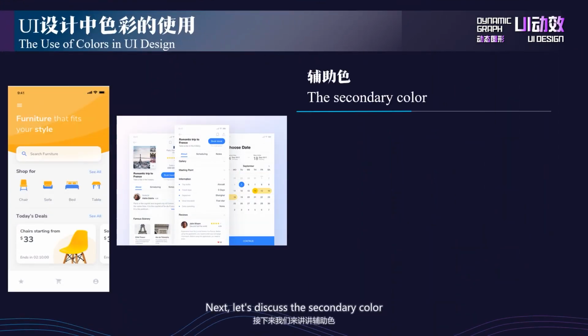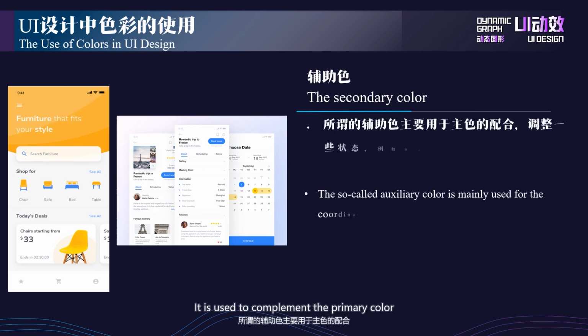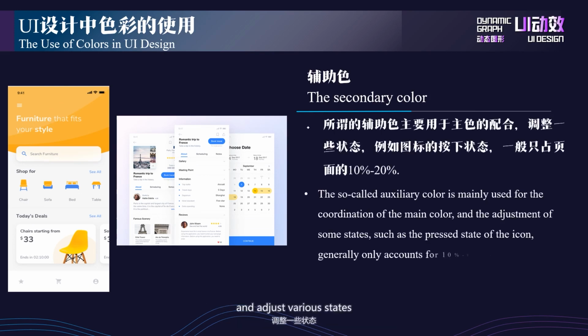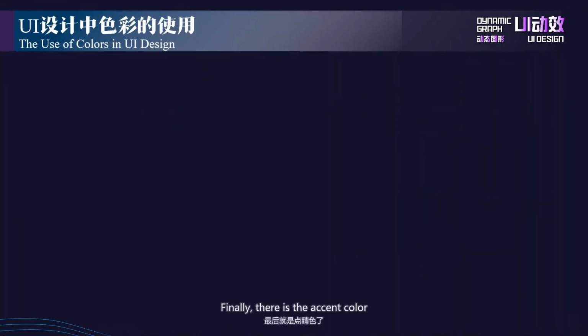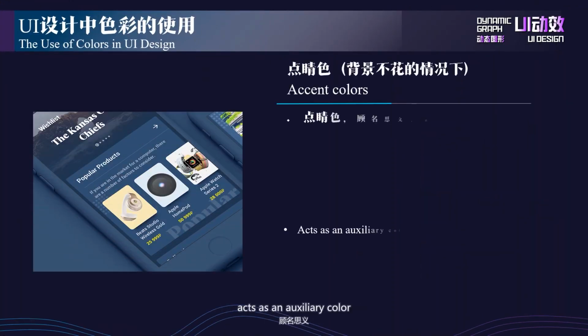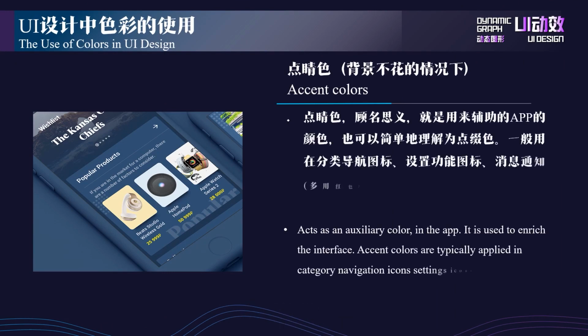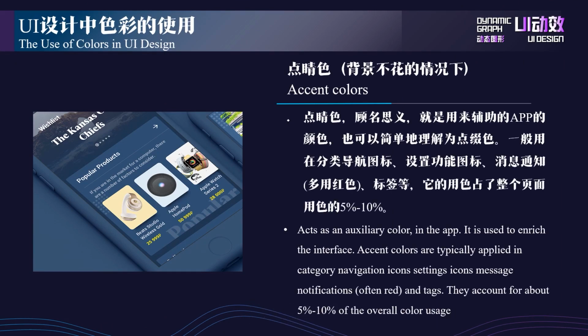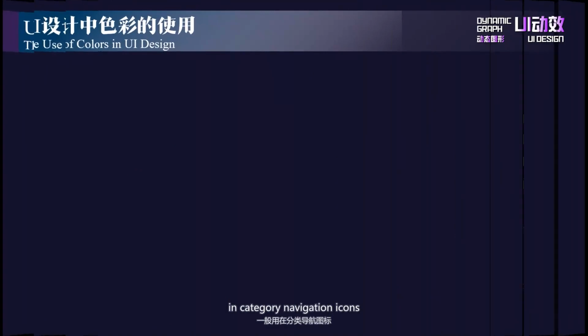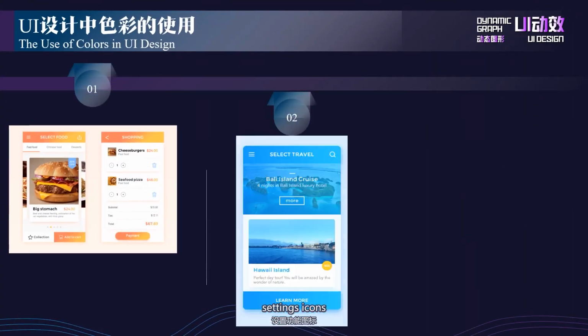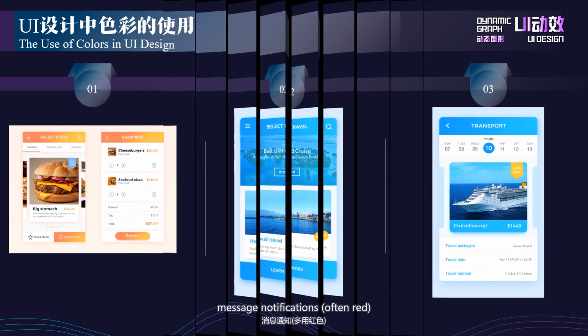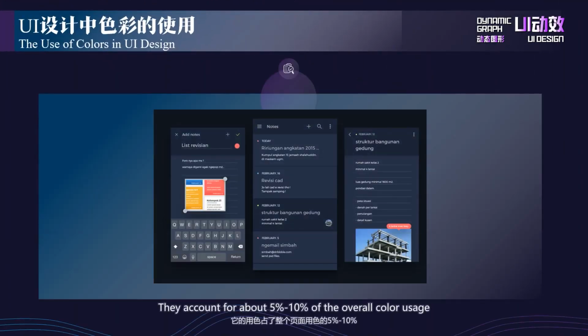Next, let's discuss the secondary color. It is used to complement the primary color and adjust various states, such as pressed states for icons, or combinations with the primary color. Finally, there is the accent color, which acts as an auxiliary color in the app. It is used to enrich the interface. Accent colors are typically applied in category navigation icons, setting icons, message notifications, often red, and text. They account for about 5% to 10% of the overall color usage.